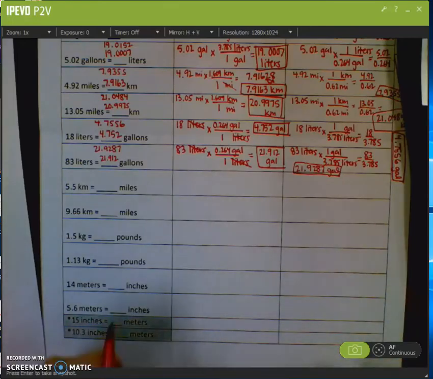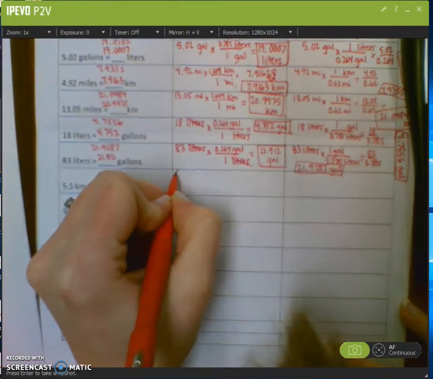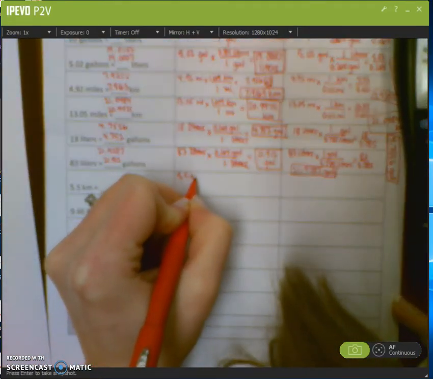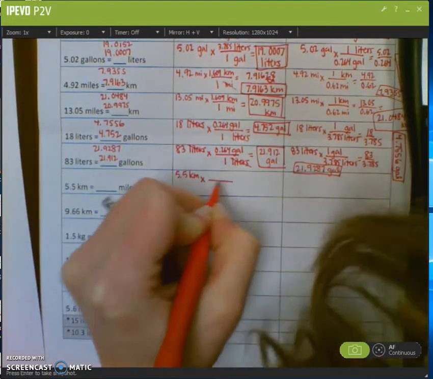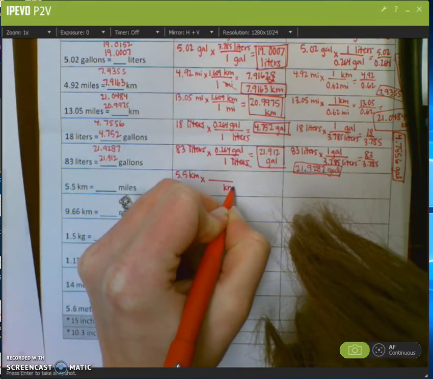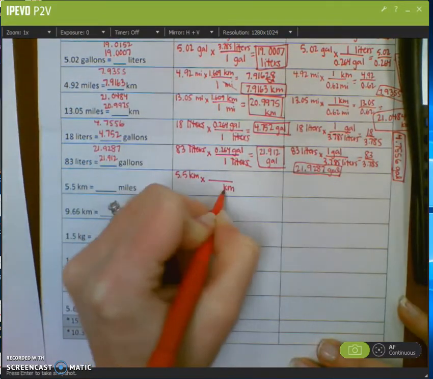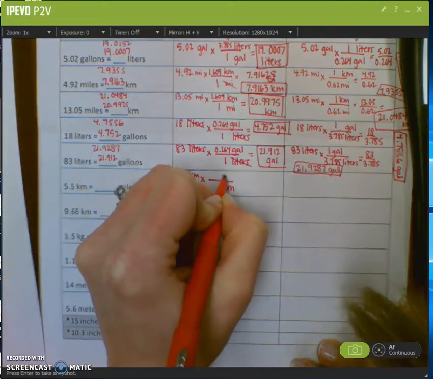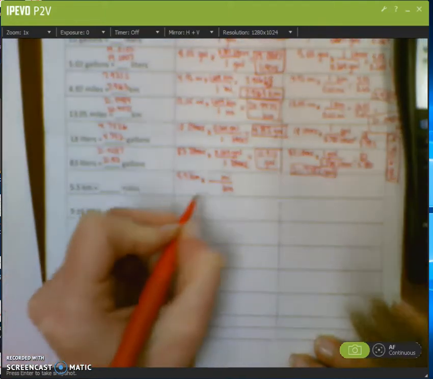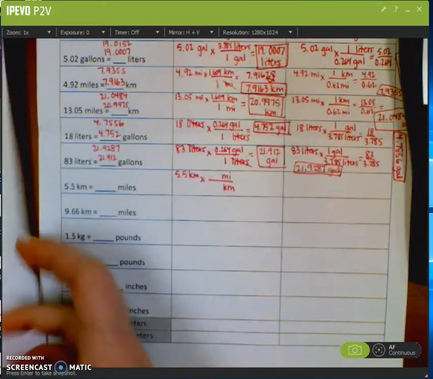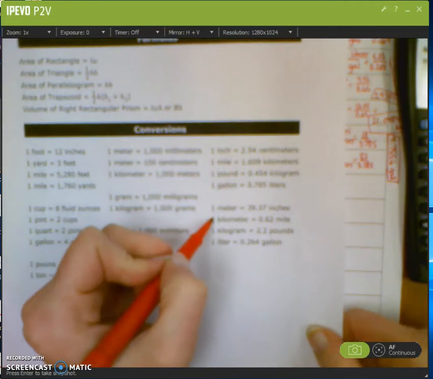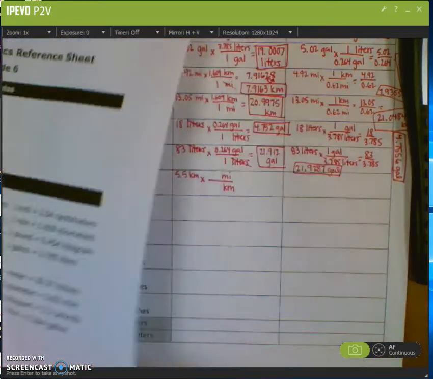Alright, we're getting close to the end here. I'm going to write down what they give me, 5 and 5/10 kilometers. I'm going to multiply that by a conversion factor where kilometers is on bottom so that they cross-reduce, and I want miles on top because that's what I'm converting to. If I can, I want 1 kilometer, so I'm going to look at my thing and try and find 1 kilometer. I found it here.